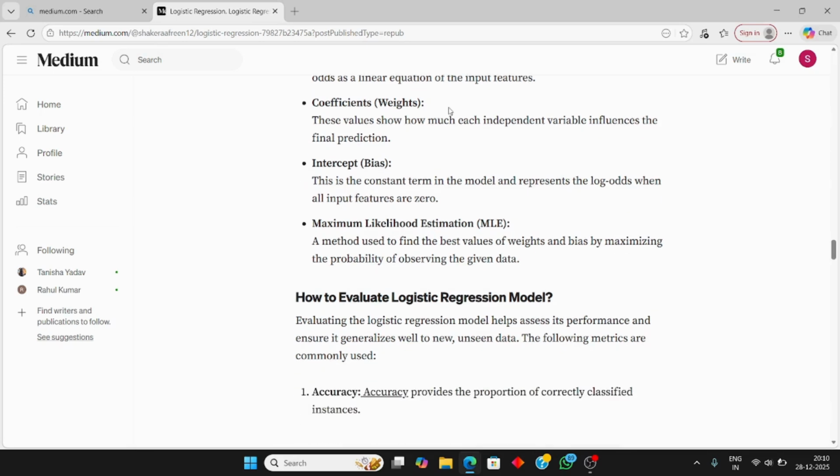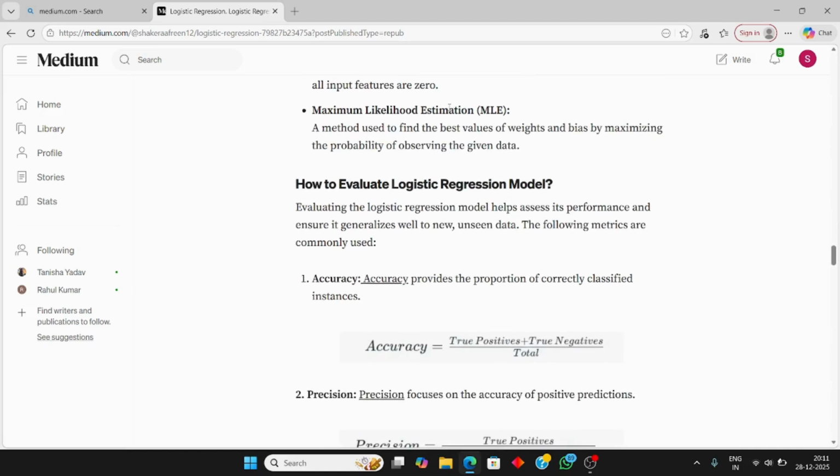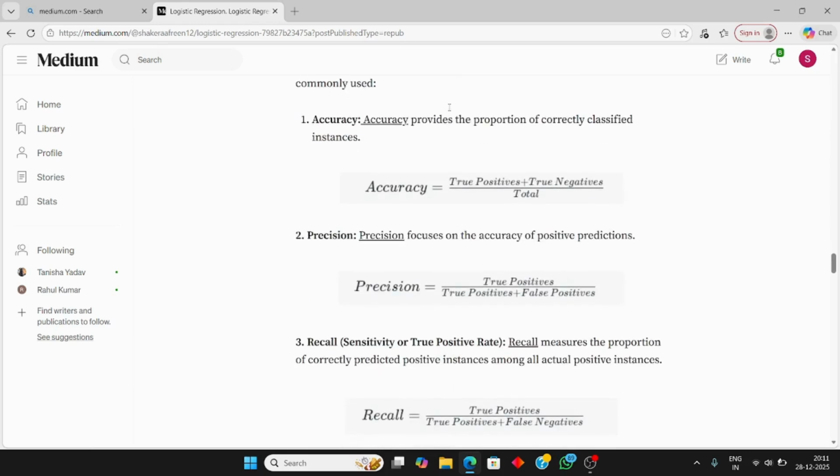Next is bias, which is the intercept. This is the constant term in the model and represents the log odds when all the input features are zero. And the last is maximum likelihood estimate, MLE, the method used to find the best values of weights and bias by maximizing the probability of observing the data.